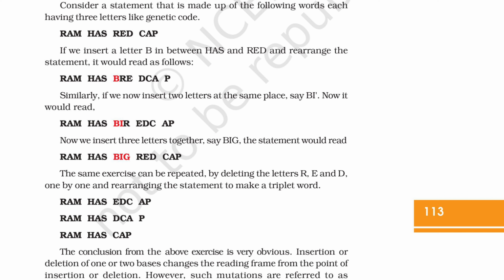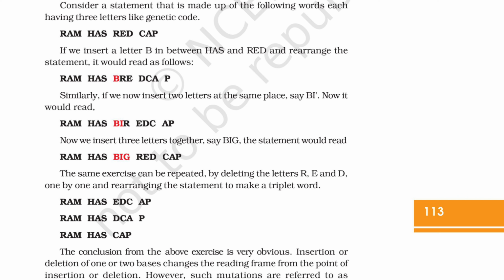Ram has red cap. If we insert a letter B in between has and red and rearrange the statement, it would read as follows: Ram has Bre dca p. Similarly, if we now insert 2 letters at the same place, say BI, now it would read: Ram has BIR EDC AP. Now we insert 3 letters together, say BIG, the statement would read: Ram has big red cap.